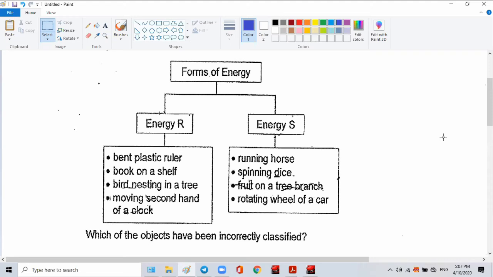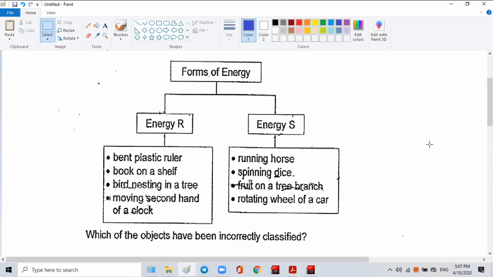Shouldn't be there. I think energy R is gravitational potential energy. Okay, yes, potential energy. Energy S, running horse, mad one, right? Must be kinetic energy, and energy S actually I think is kinetic energy. Spinning disc, see, moving things, spinning dice. Fruit on a tree branch, not moving. Hey, this guy is not supposed to be there. This is meant for kinetic energy. Rotating wheel of a car. Okay.